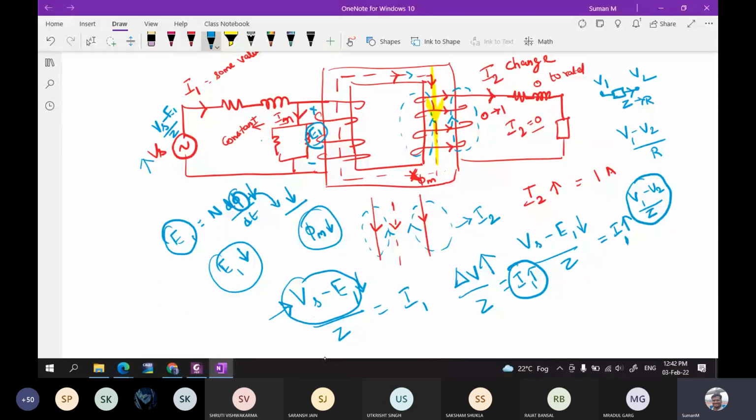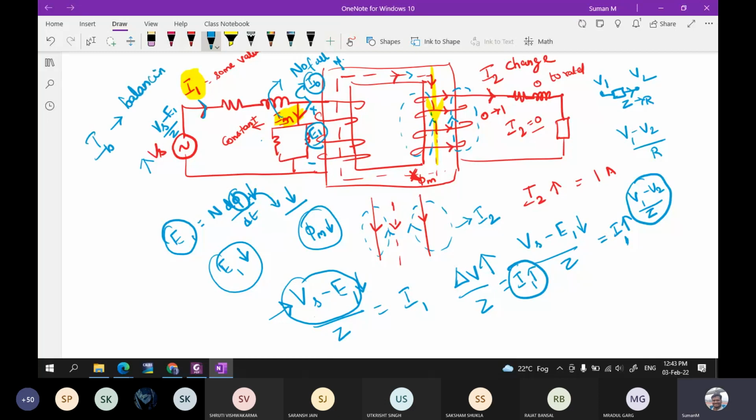Now this E1 is going to increase. I also told that this IM1 is going to be constant from no load to full load. Then there is only one path where the current can flow, which is this path. So this path is going to carry the balancing current, that is IB. IB is the balancing current.